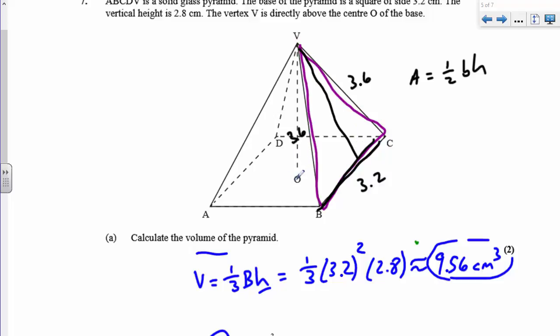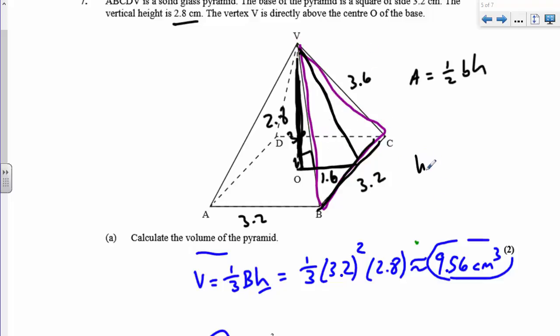So what's useful to know is that this height right here is 2.8. They told me that in the question. So this height right here is 2.8. And this distance here is half of this side, which is 3.2. So half of 3.2 is 1.6. I know this distance right here is 1.6. I know this is 2.8. And I have a right triangle built in here. So now I can find the lateral height of this particular triangle using the Pythagorean Theorem.